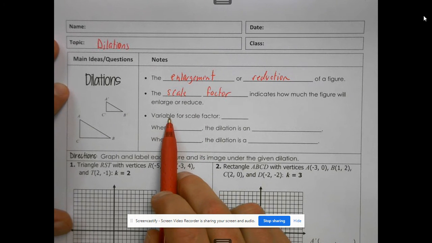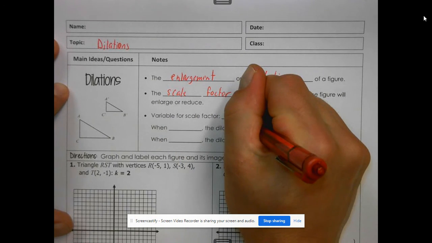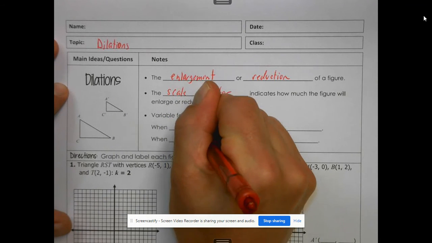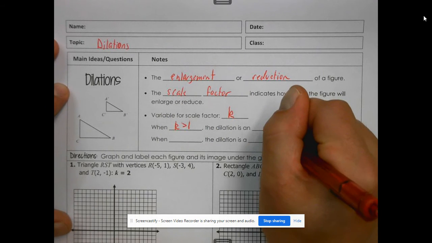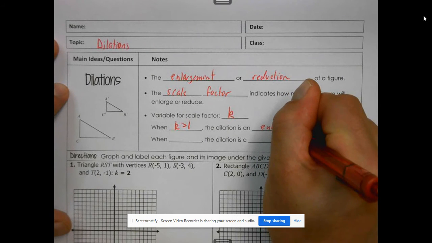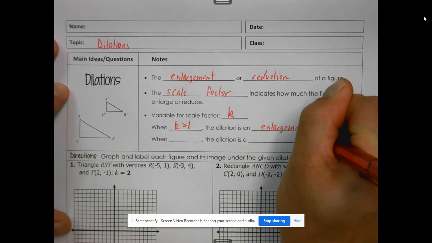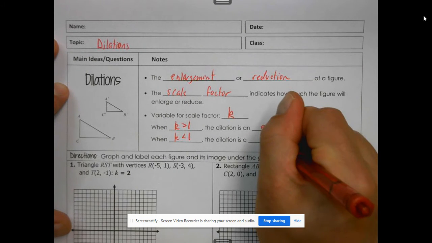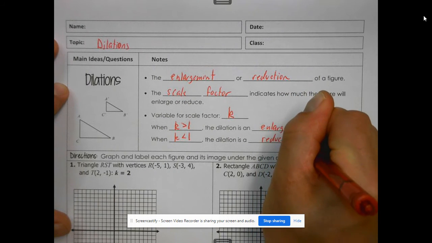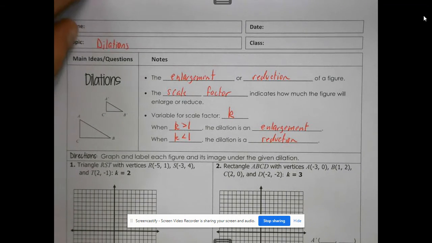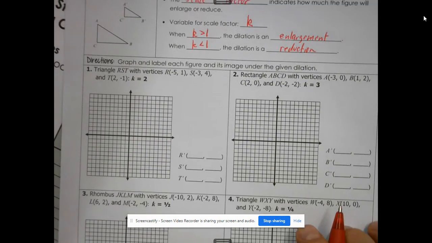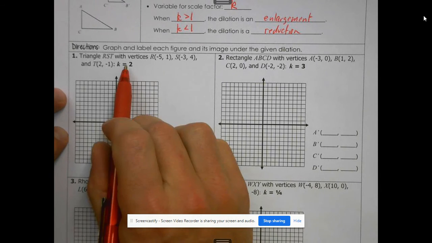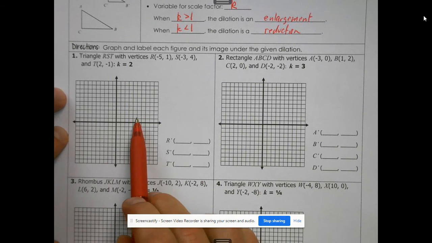The variable for the scale factor that we are going to use is going to be a k. In two cases, when the k is greater than 1, that is going to be an enlargement. When k is less than 1, that is going to be a reduction. So the front page here, I'll give you an example of an enlargement and an example of a reduction. But just like always, go ahead and grab the original points first, then we'll check out the scale factor and see what that does to the pre-image.